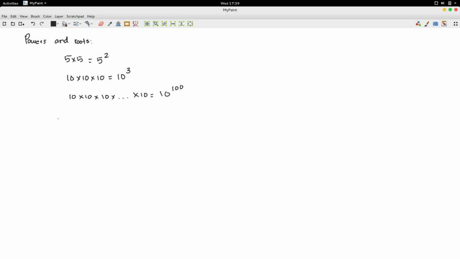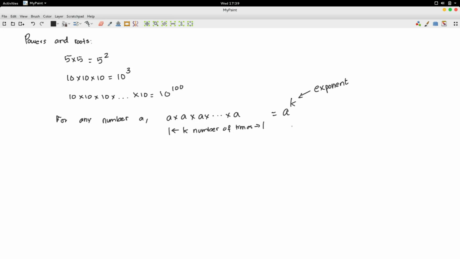In a similar manner, if you take any number and multiply the number by itself some k number of times, then I would get a raised to k. The k is called the exponent. The a is called the base.